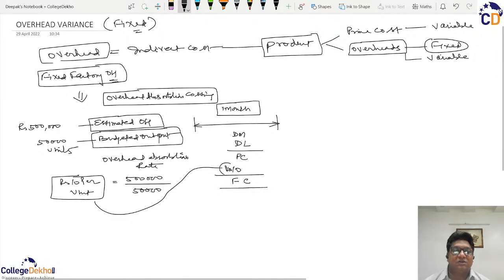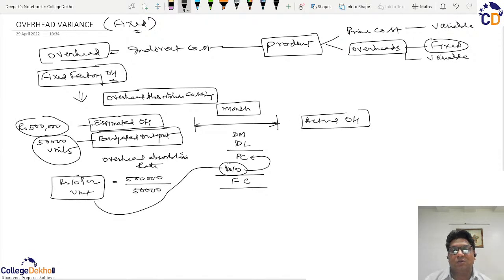Now this absorption rate of rupees 10, which has been charged to the per unit cost, is based on estimated or budgeted overheads and the budgeted output. But what we have failed to notice till now is that the actual after-period overheads, that is the overheads which may have been incurred actually during the month, may or may not be equal to 5 lakhs.